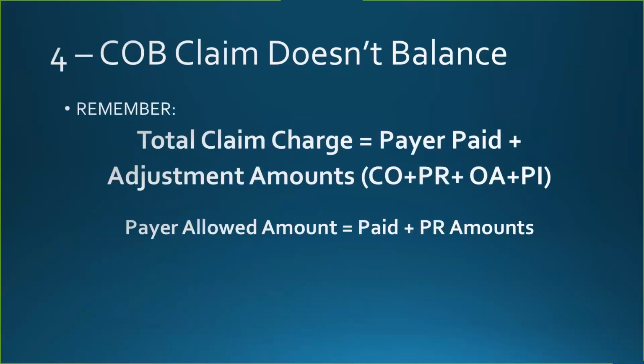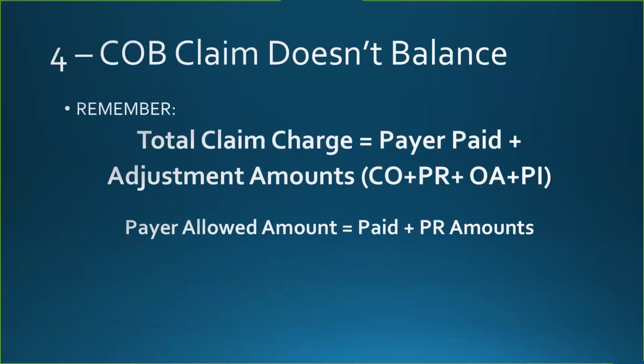Number 4 would be a COB claim doesn't balance. And I have tried so hard to get away from COB, but for some reason it just keeps rearing its ugly head, probably because it feels almost impossible to deal with. This was actually my first ever UHIN presentation was on COB. So we're going to talk about it briefly.